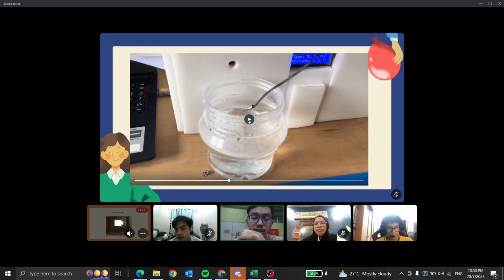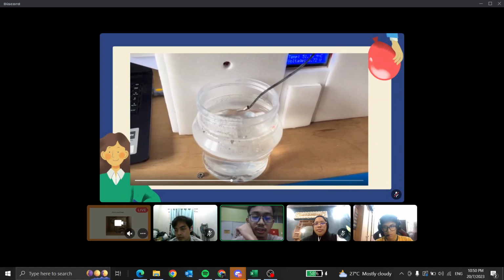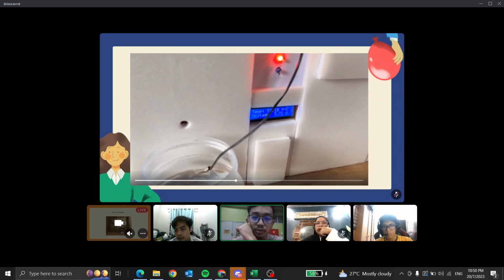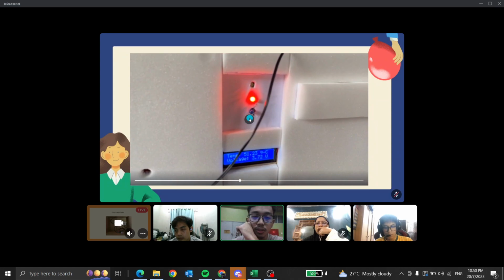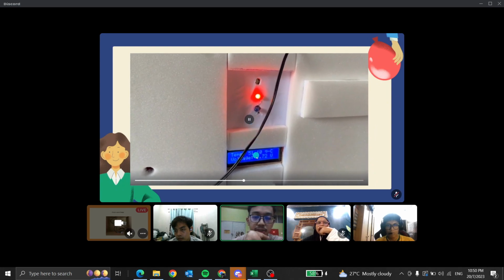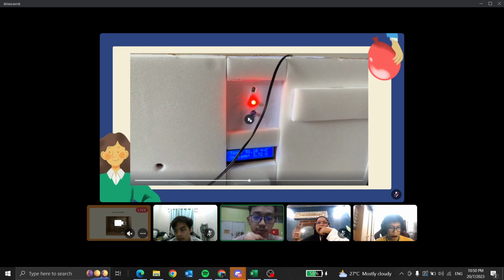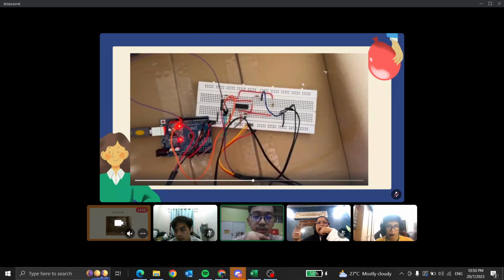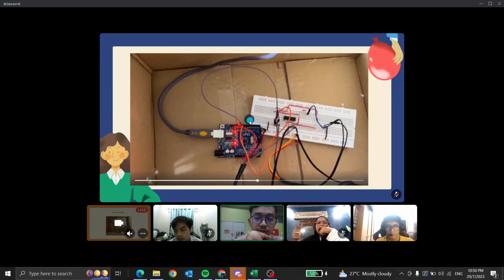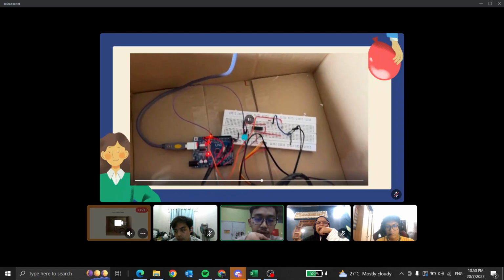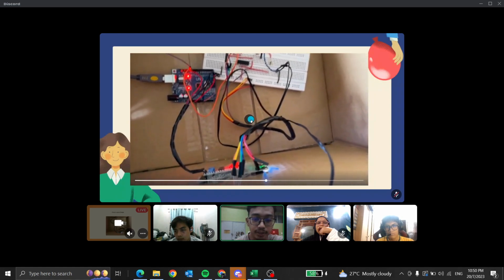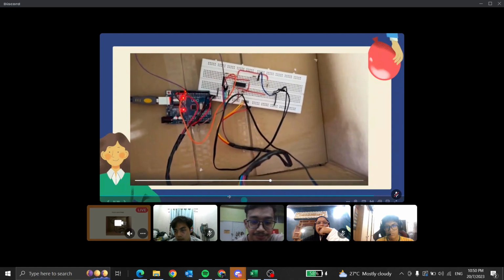So this is during the process of detecting the hot water. As you can see, the yellow LED is turned on, which indicates the hot temperature, and the LCD is showing the temperature of 51.10 degrees Celsius and the voltage is 3.72 volts. So this is our circuit and also the Arduino board, and this is our LCD.